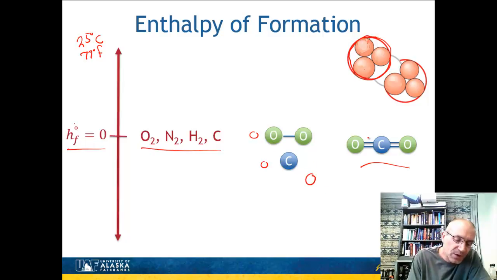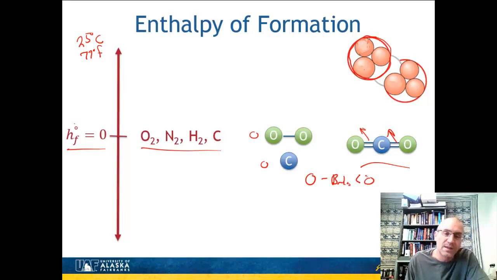And then this right over here is going to be giving off energy. And so what I'm going to have is 0 minus the energy associated with those 2 double bonds. And that number right there is going to be less than 0. So that tells me that the enthalpy of formation of CO2 is going to be some negative value. So it might be down here on my diagram, HF of CO2.